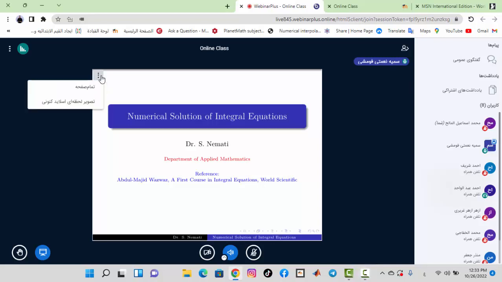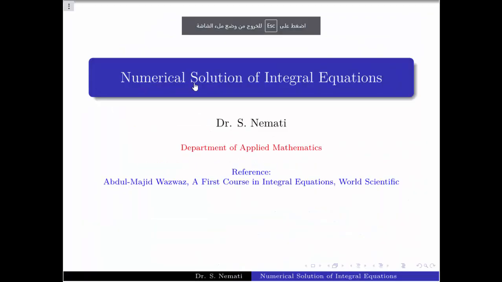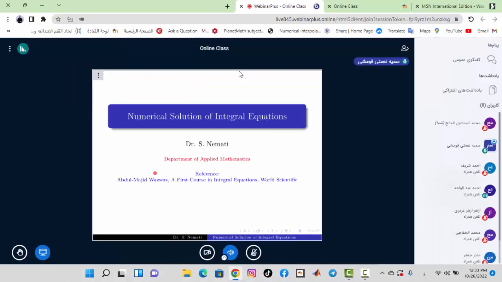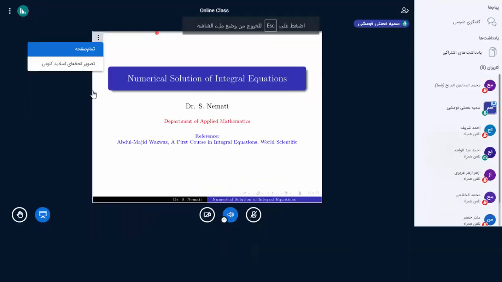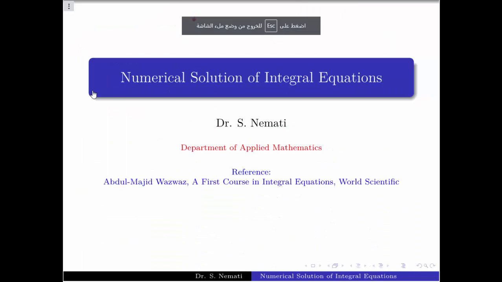Some basic definitions about integral equations, and we reviewed the definition of Fredholm integral equation, Volterra integral equation, and also integral differential equations. Up to now, we know that when we talk about Fredholm integral equation, actually we work on the integral equation that in the integral part we have constants in the lower and upper bound of the integration.